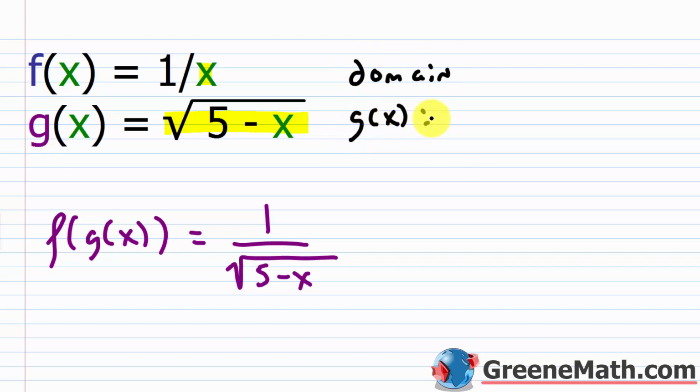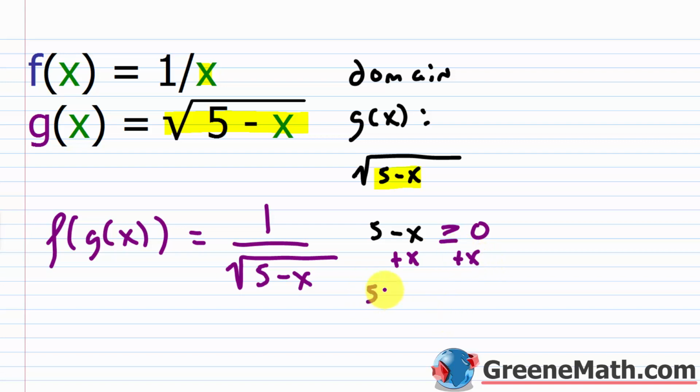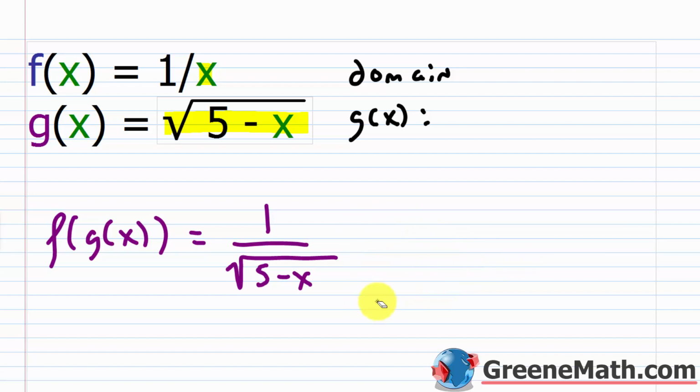So g of x, what's the domain? Well, if I think about the square root of 5 minus x, I can't take the square root of a negative, so I would take this 5 minus x, this radicand, and say that it has to be greater than or equal to 0. Pretty easy to solve this. Just add x to both sides of the inequality, and you would have 5 is greater than or equal to x, okay? Or you could say x is less than or equal to 5. So let me erase this and say that we know that x needs to be less than or equal to 5. So that's my restriction here on the domain for the inside function.